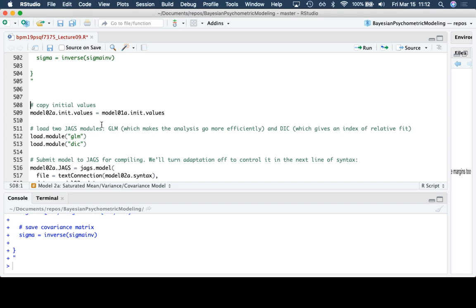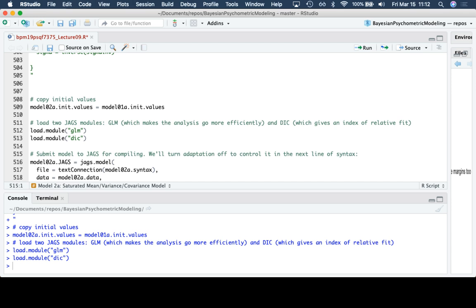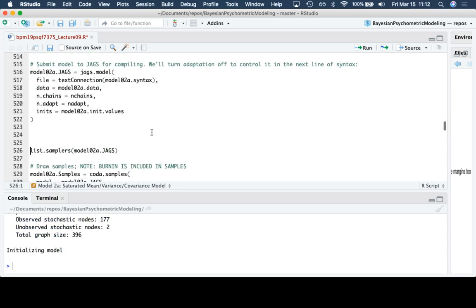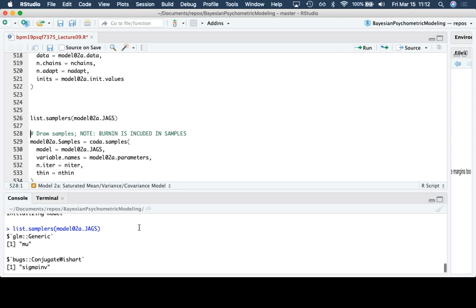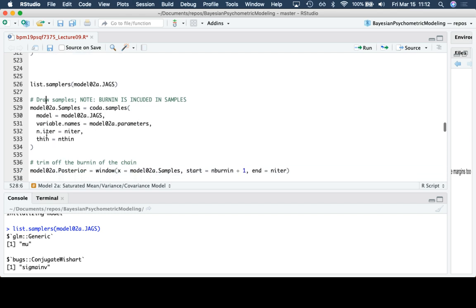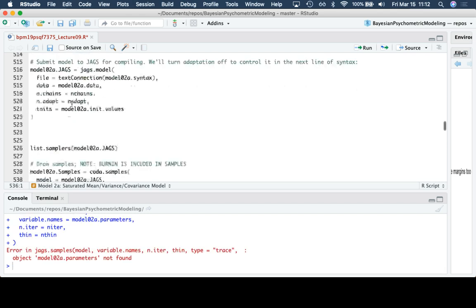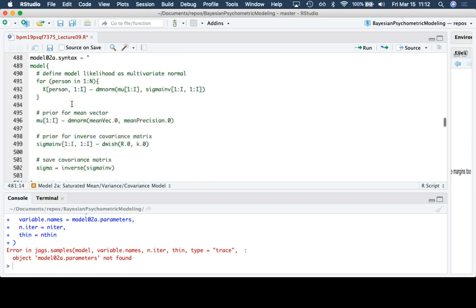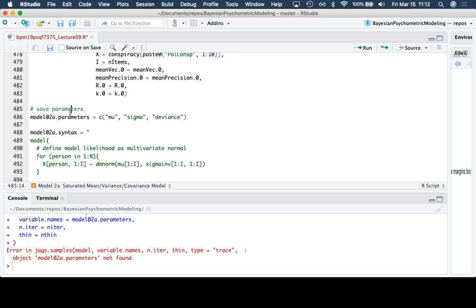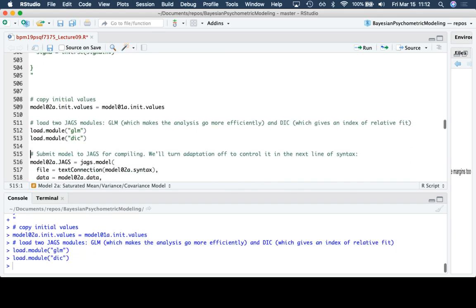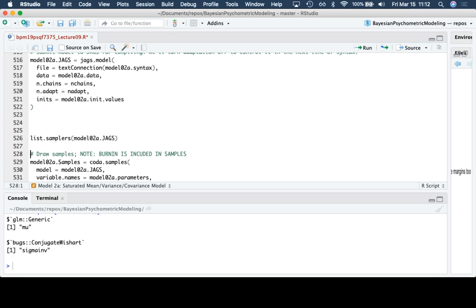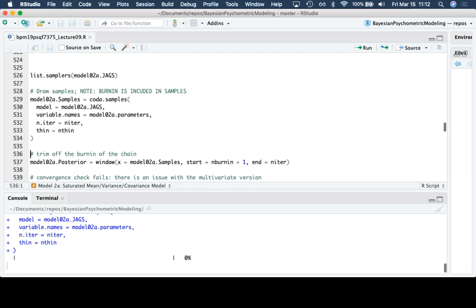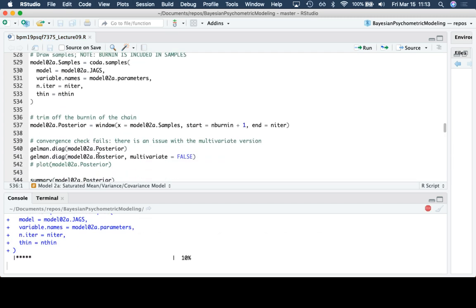All right, so shall we let this thing fly and see what happens? There we go. It's initializing the model, and you'll note, if we look at our samplers, we have a conjugate Wishart and a generic, which means it's going to fly through this stuff, relatively speaking. Oh, I didn't save the parameter vector. Where are my parameters? Right here. I'm saving mu, sigma, and the deviance. And draw the sample, sort of flying.